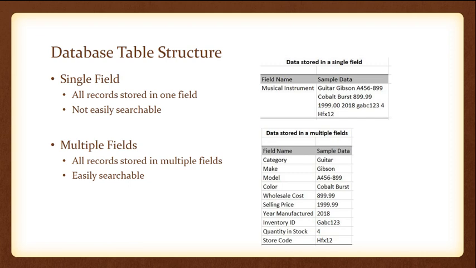You can also have a multiple field table structure, which is where all records about an item are stored in multiple fields. This makes it very easy to search. Instead of just saying musical instrument, as you can see here, they have it broken down. They have the category of the musical instrument, the make, the model, the color, the wholesale cost, and so on and so forth. And notice there are a lot of fields. There's a lot of different information here, which is great. It makes it easy to search. If you're looking for a certain inventory ID, you can then search for those. If you're looking for a certain model, you can search for that.